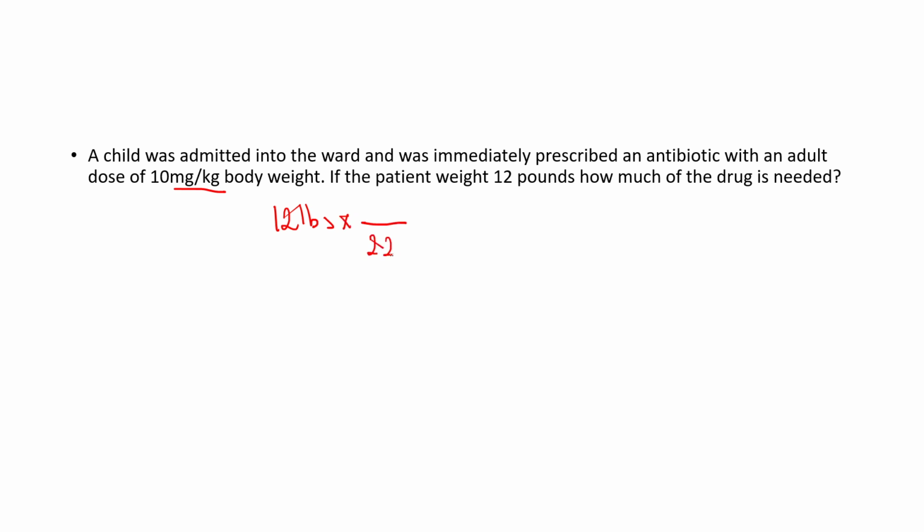Okay, so 2.2 pounds is 1 kilogram times the dosing is 10 milligram per kilogram. Pounds, kilogram. You will have 12 divided by 2.2 times 10. The patient needs 54.54 milligrams. Okay.